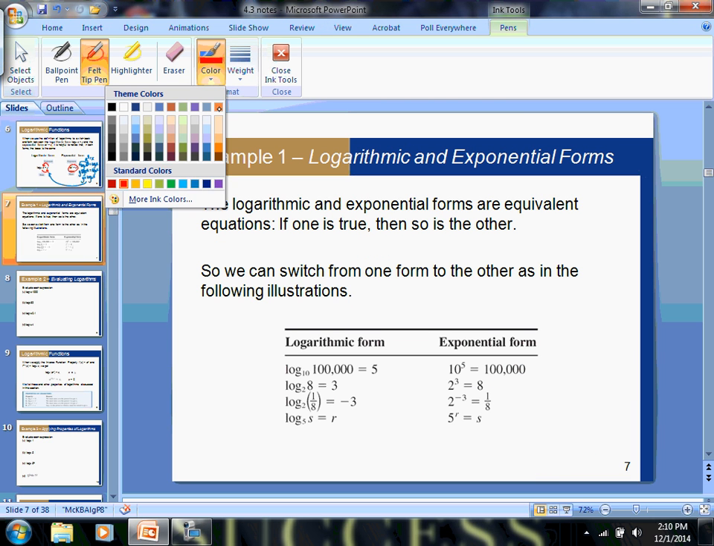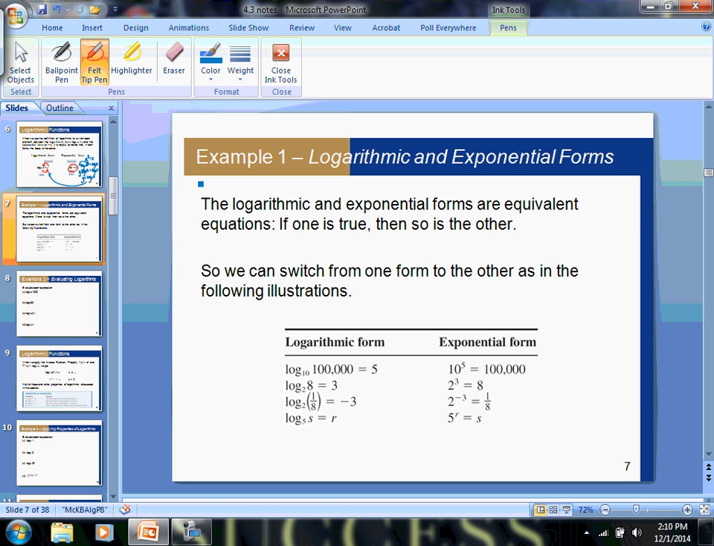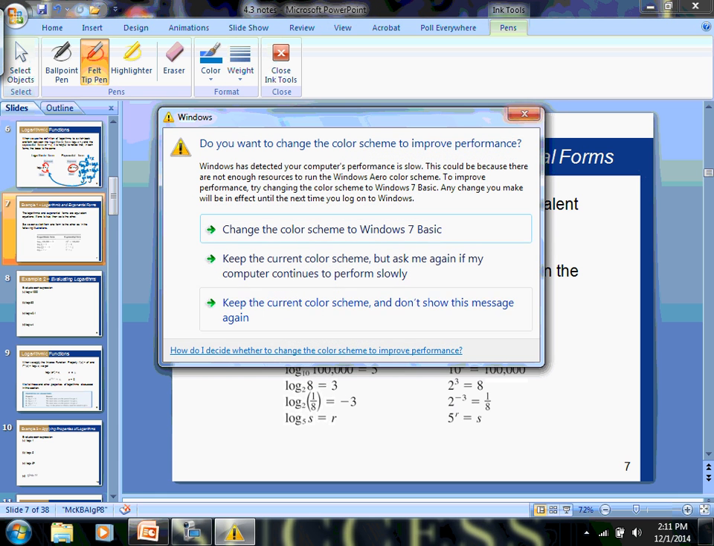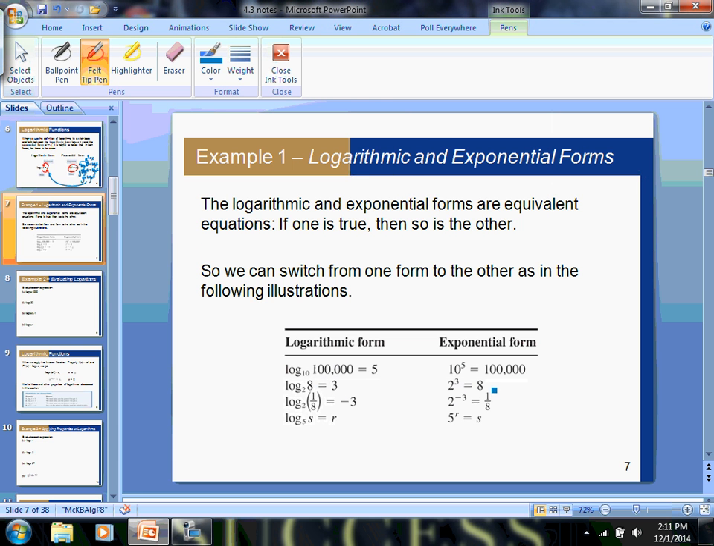Now this says example 1, but really all we're going to do is look at the chart and see how they go from a logarithm to an exponential equation. For this first one, if we take log base 10 of 100,000 equals 5, the way you would rewrite it is 10 to the 5th power equals 100,000. And 10 to the 5th is 100,000. For the next one, you would take 2 to the 3rd and set it equal to 8. And 2 to the 3rd is 8.